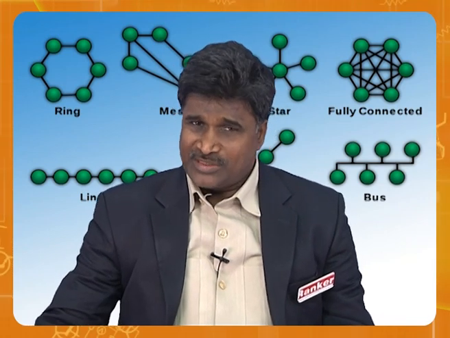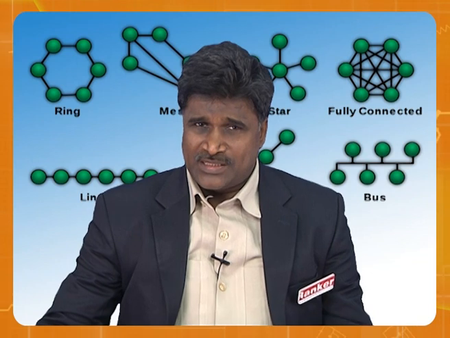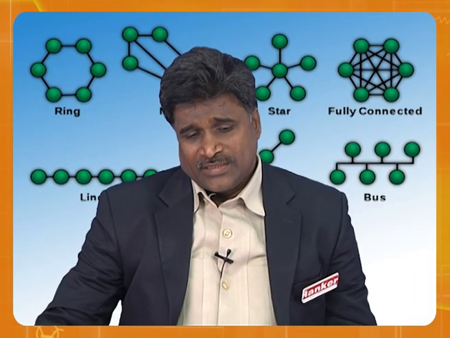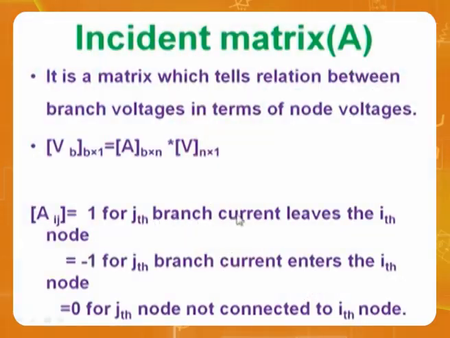Now let me talk about 3 matrices. The first matrix is the incident matrix. We call it A because this is the first matrix we study. It's a matrix which tells the relation between the branches and nodes in terms of branch currents. For example, let me define: what is this matrix Aij? Normally we say ij, one for rows and one for columns. It is equal to 1 if the jth branch current leaves the ith node.